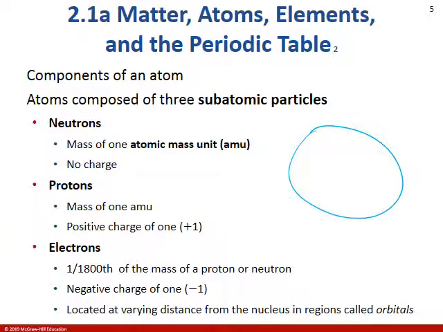So if we have an atom, and this is the smallest particle of an element, within that atom we have these subatomic particles. So we're going to have protons, which are positive. We're going to have neutrons, which are neutral. And then we're going to have electrons, which are negative. And the electrons are usually orbiting around the protons and the neutrons.